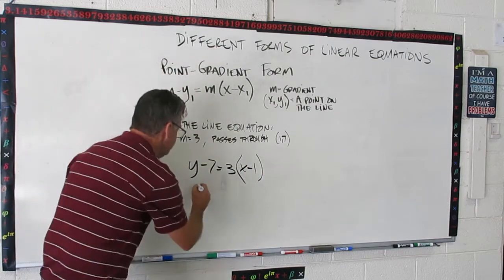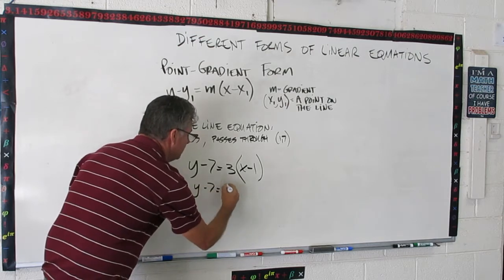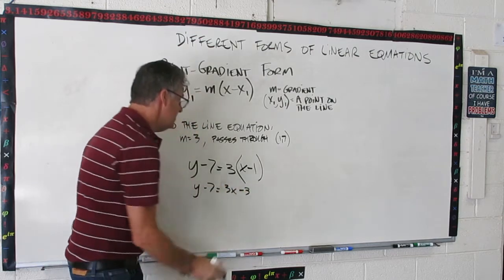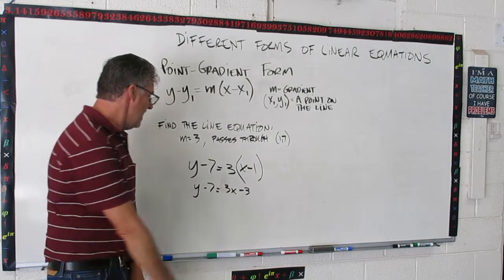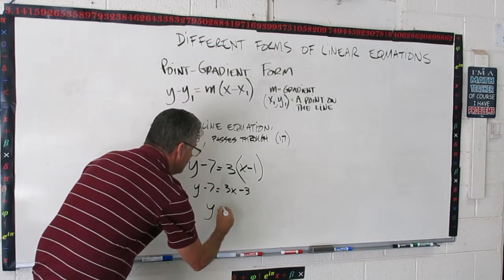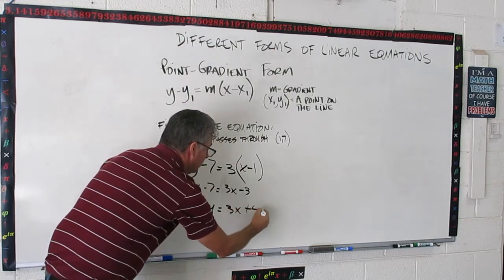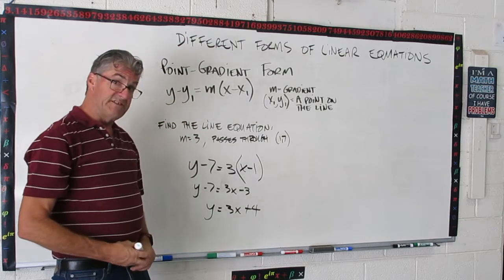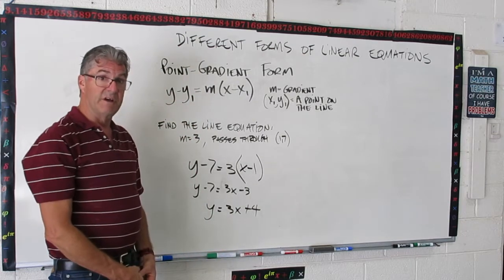Now let's work the math on this. Y minus 7 equals 3x minus 3, right? We're doing our distributive property there. Add 7 to both sides. Y equals 3x plus 4. Now, if you remember that last example, this is exactly where we got.